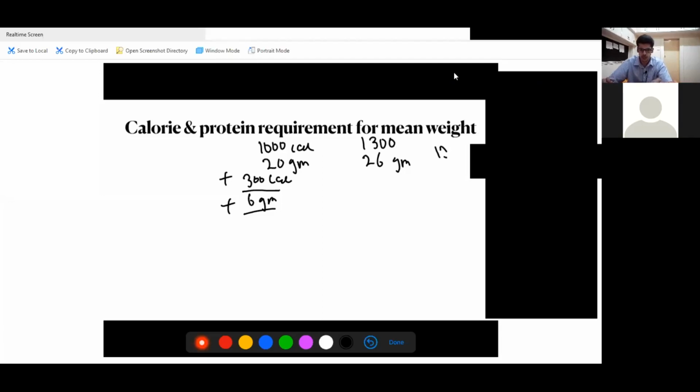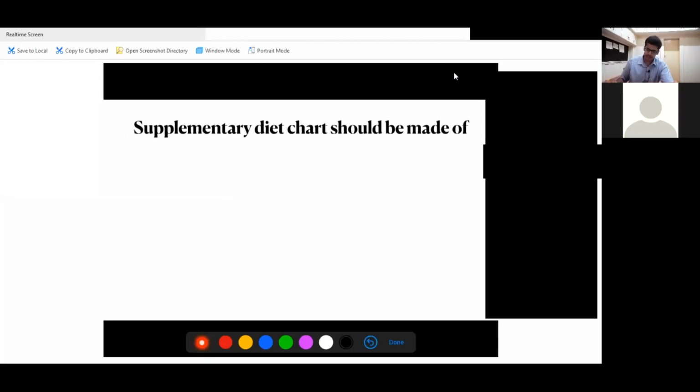Fine. So coming till here, additionally, you have to tell this child to eat a food product that has 300 more calories and 6 gram more protein, and whatever he was eating stays the same. So the supplementary diet chart should be made of the 300 calories and the 6 gram protein.